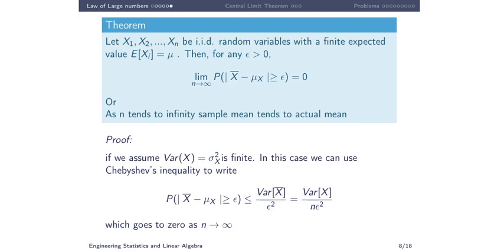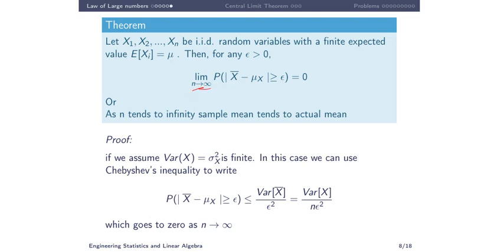Now based on this, the law of large numbers says that if x1, x2, x3, ..., xn are IID random variables with a finite expected value, E of xi equal to mu, then for any epsilon greater than 0, where epsilon can take any value, the probability that the absolute value of x bar minus mu x is greater than or equal to epsilon equals 0 as n tends to infinity.